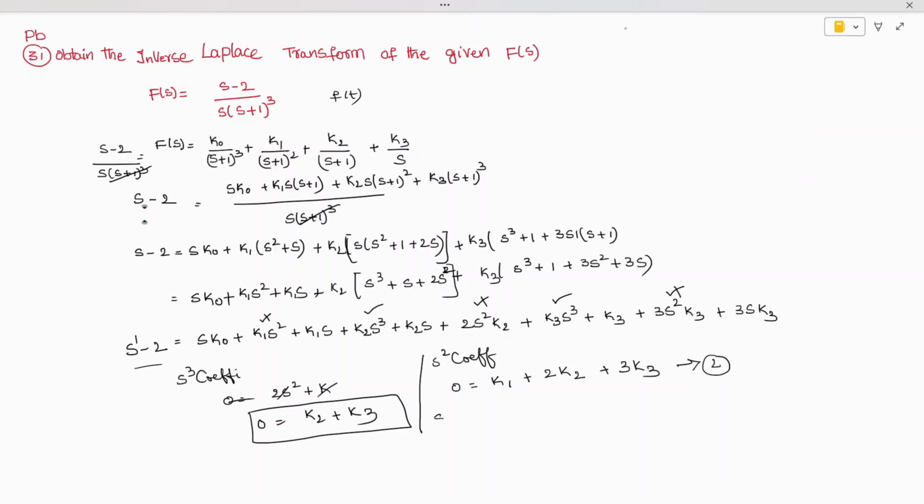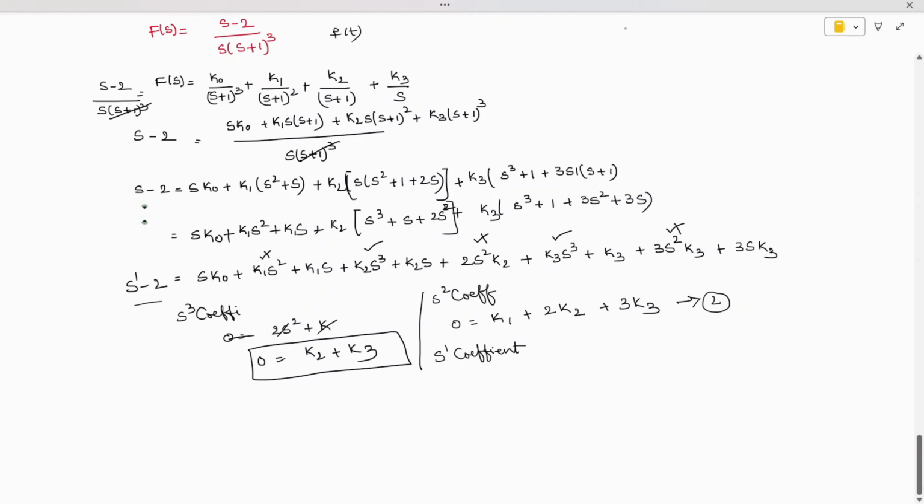Okay, so now s to the power 1 coefficient, compare in right hand side as well as in left hand side. So s power 1, what is the coefficient here? We have only 1. 1 is equal to, okay, s power 1. When you compare, this is one term, this is second term, this is third term, this is fourth term. Okay, so then we are going to get, write down the star marks, so s power 0: k naught plus k1 plus k2 plus 3k3. Okay, so this will be the ultimate equation 3.